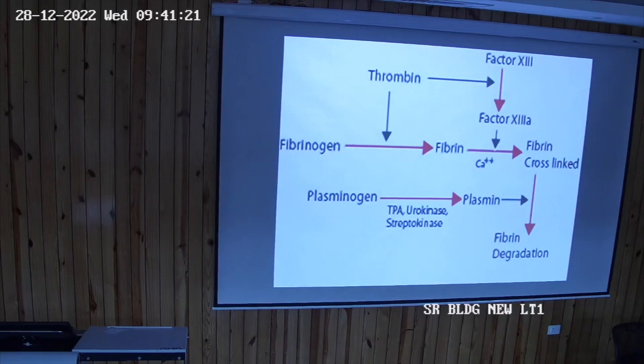So can it be applied clinically? In drugs, it has to be. If there is any kind of stroke, ischemia, myocardial ischemia, these drugs are given. The drugs which will activate plasminogen.